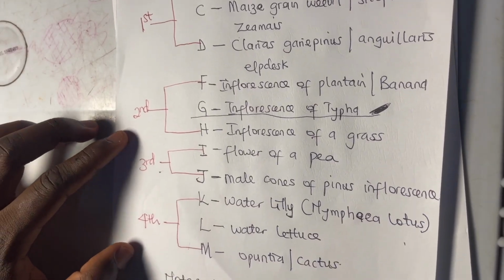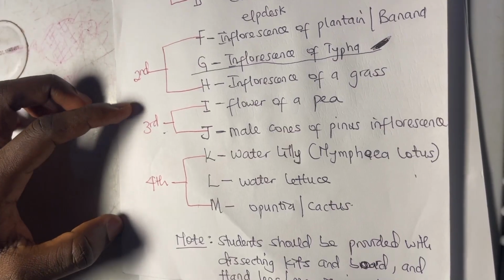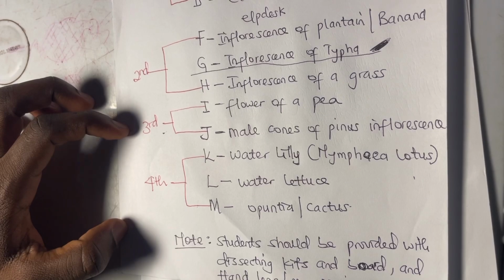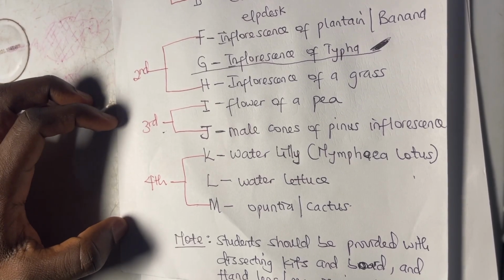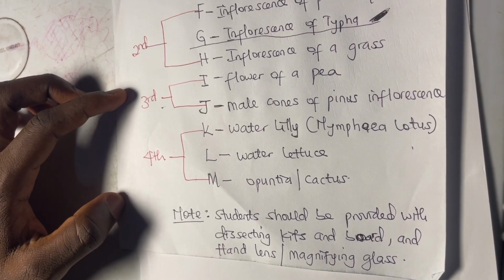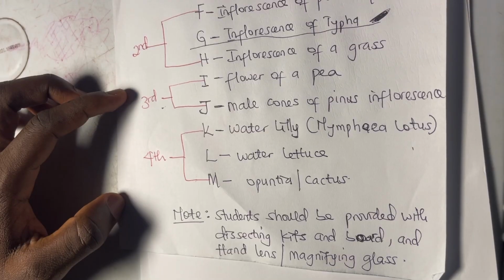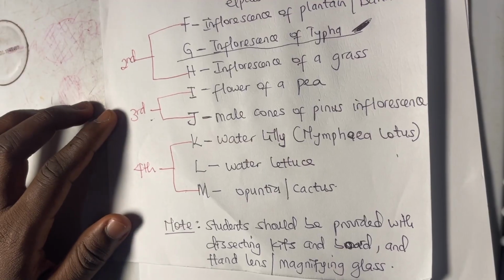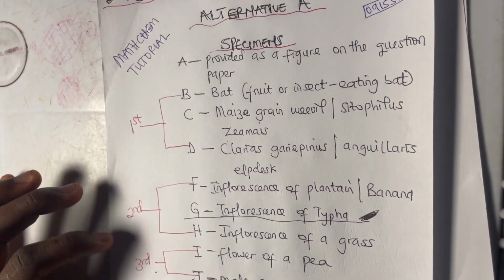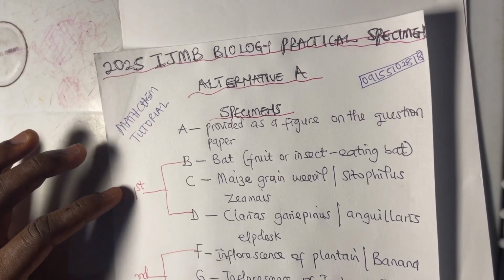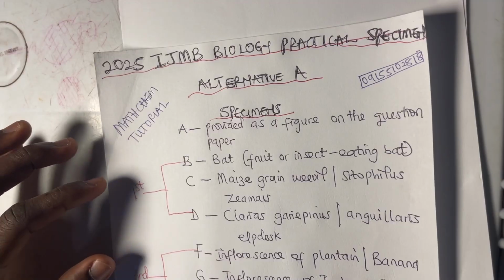In this video, I'll be explaining the third category, that is specimens I and J, and also the fourth category, specimens K, L, M, with some possible questions that they may ask you. These are not live questions, these are just possible things that they may ask you in the exam. So take it as a practice question.